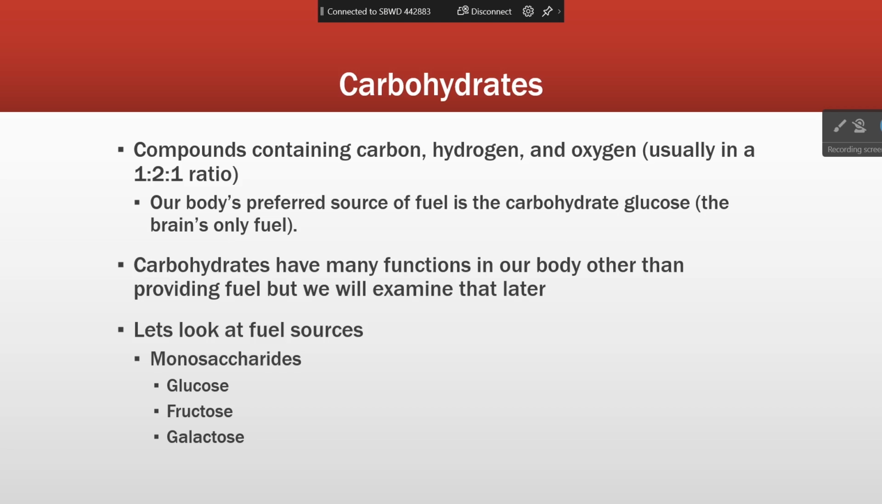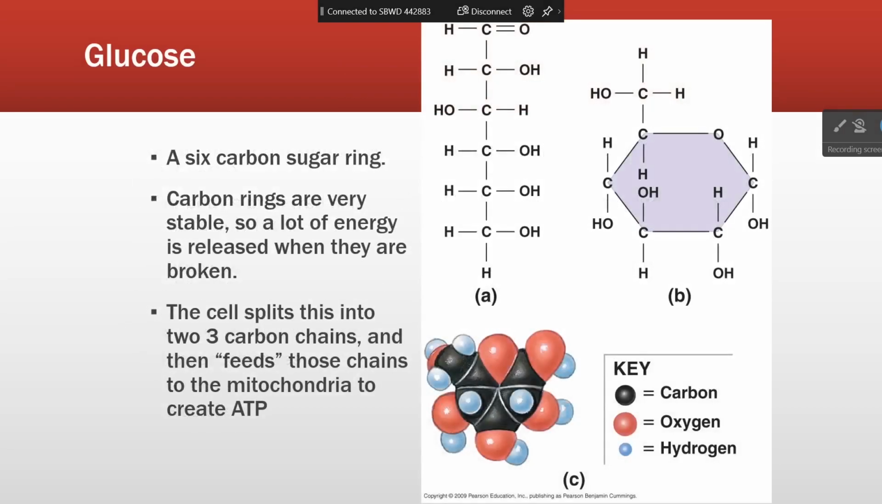Early on, we're going to see that carbohydrates play a role on the cell membrane, creating some structure there. The primary fuel source molecules, we have 3 monosaccharides: glucose, fructose, and galactose. And then we have our disaccharides, which I'll show you. So this is glucose, our friend glucose.